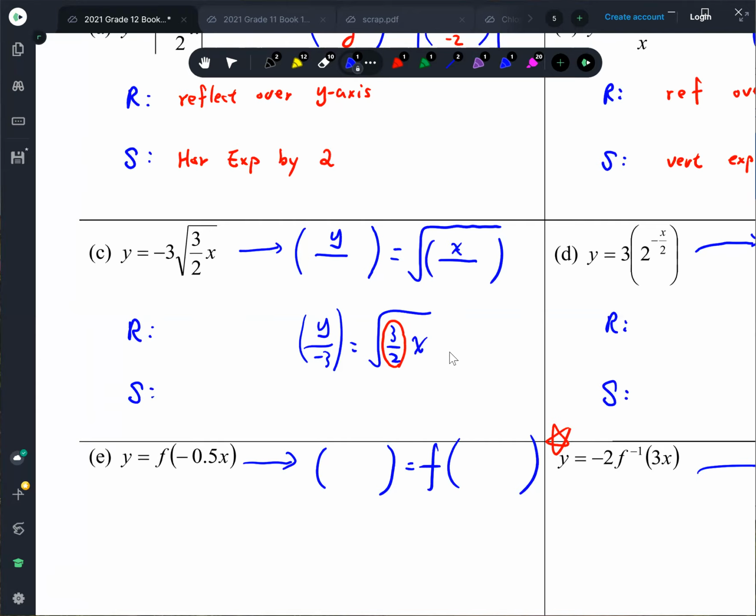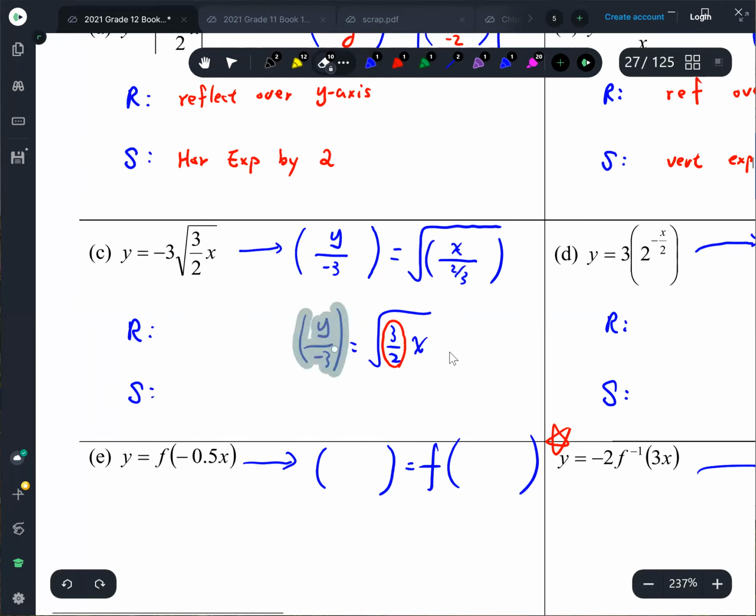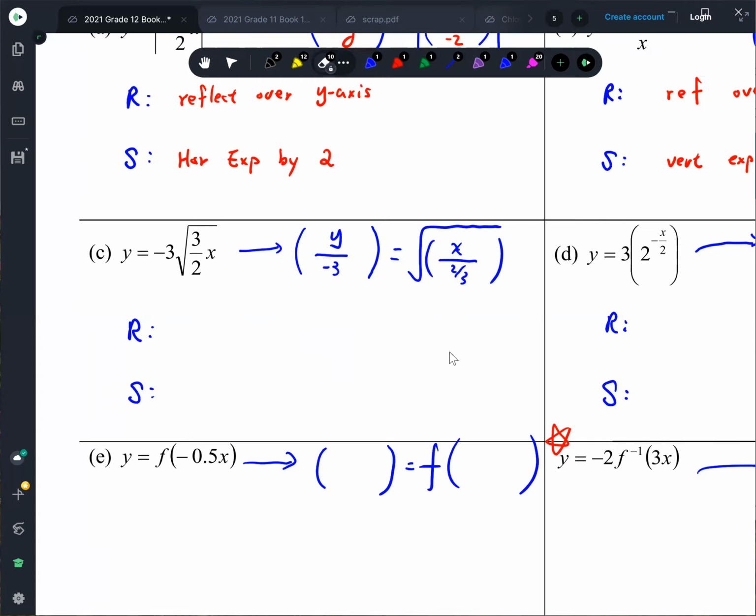So what's your story form then? Y over -3 equals radical x over 2/3. That's right, very good. So you just use that to answer your R and S. The form that you want to get always has a number under the Y and a number under the X. So your X and Y, the variables, are clean. They just stay by themselves in the numerator.